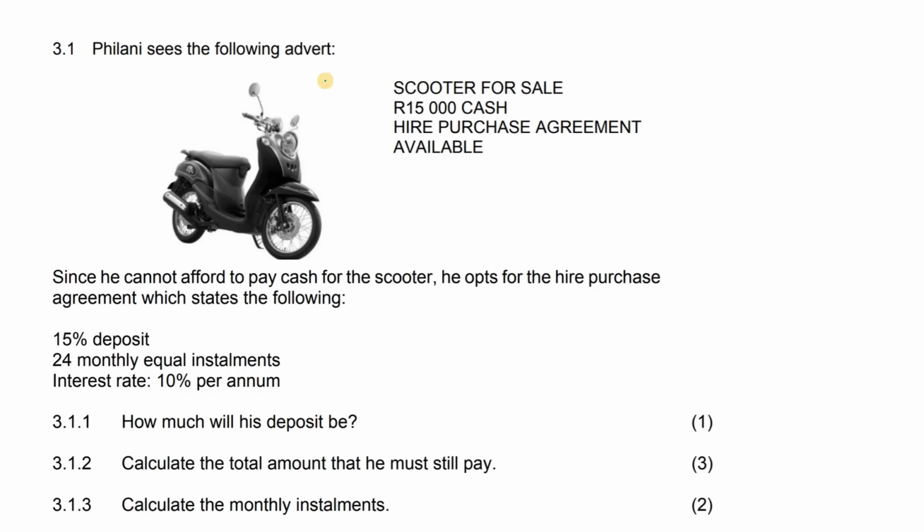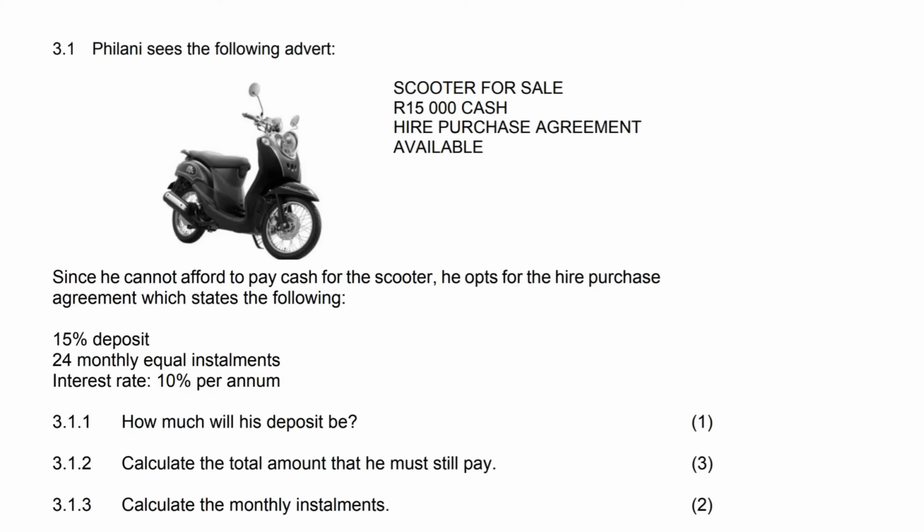Fellaini sees the following advert. There is a scooter for sale. It's 15,000 Rand for the scooter. But there's also a hire purchase agreement available. Let me explain. In real life, if you go to a motorbike or a scooter shop, you have 2 options when you buy the scooter.